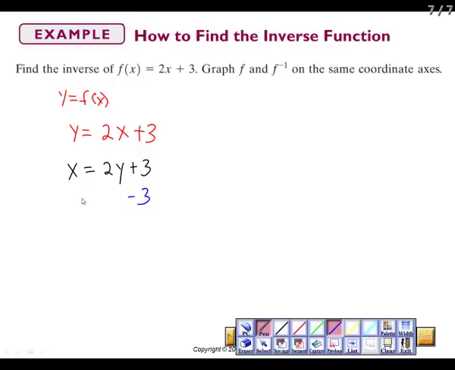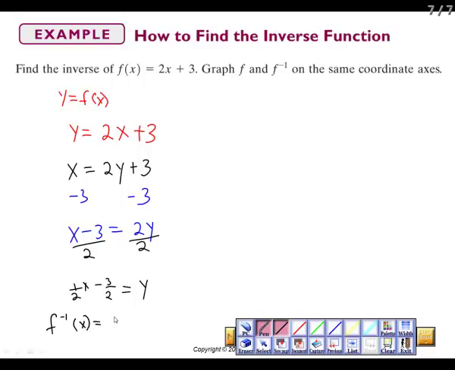So we subtract 3 from both sides, and we get x minus 3 equals 2y. And then we divide by 2 on both sides. And here we have y equals, and we could write this as x minus 3 over 2, or we could write it as 1/2 x minus 3 over 2 like that. And so that would be our inverse function, equals 1/2 x minus 3 over 2. And that would be our inverse.